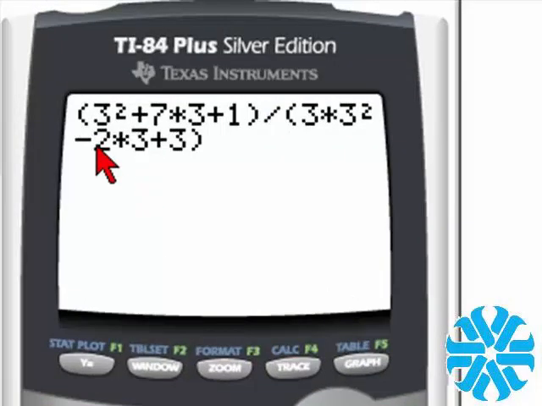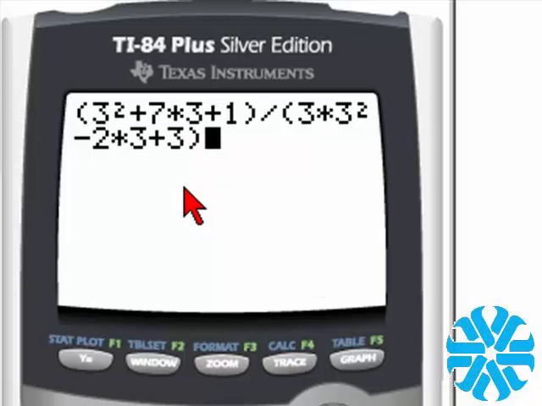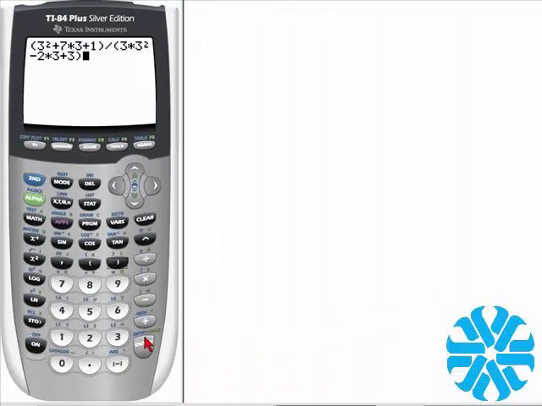You want to make sure that when you are evaluating rational functions or rational expressions that you put parentheses around the numerator and parentheses around the denominator. You must do that because order of operations holds true for this calculator, and if you don't, you're going to get the incorrect answer. Okay? So let's go ahead and hit enter, and there is our answer.